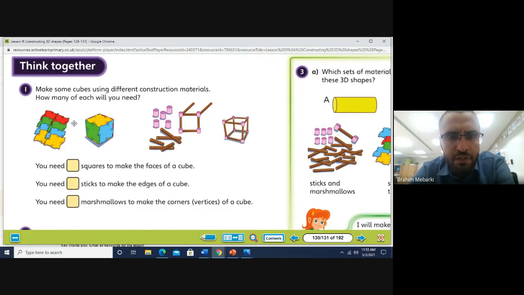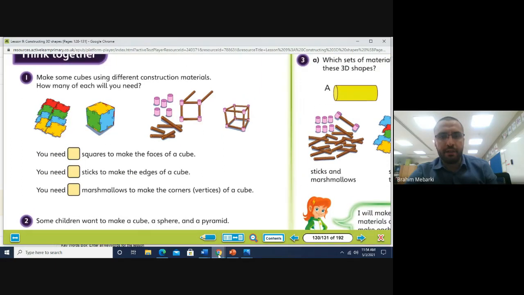So this is your project. You're going to construct a cube out of these materials. You can use cardboard in order to cut out your squares. You need sticks and marshmallows. If you don't have marshmallows, you can use Play-Doh. Okay?